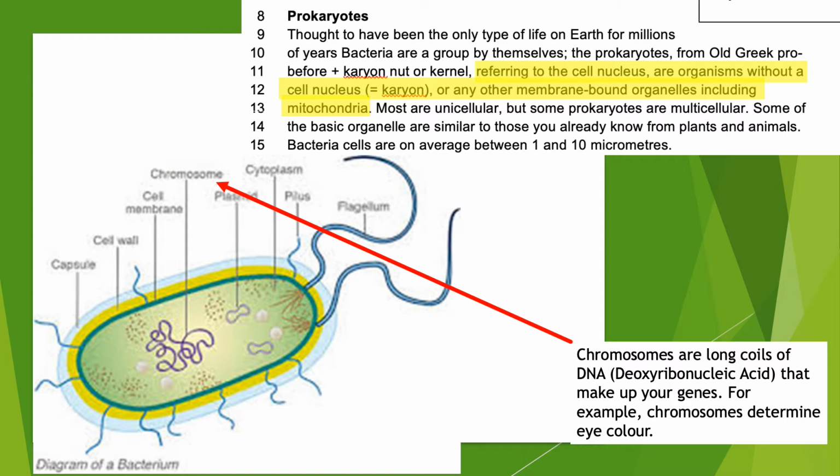So most prokaryotes, I'm continuing on line 13 here, are unicellular, but some prokaryotes can be multicellular. As I mentioned before, some of the basic organelles are similar to what you know from plants and animals, and bacteria cells are on average between 1 and 10 micrometers. This is in comparison to eukaryotic cells, which can grow up to 100 micrometers, which means that prokaryotes are much smaller than eukaryotes.